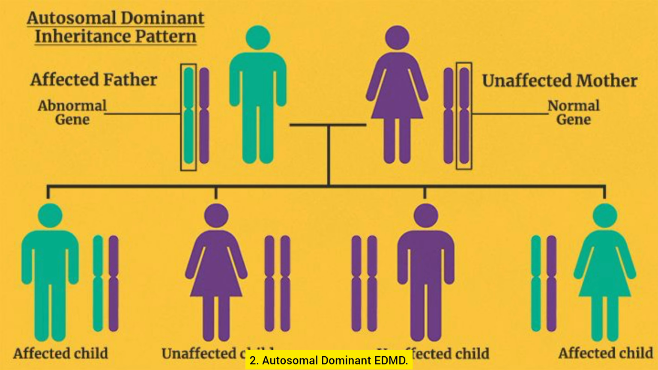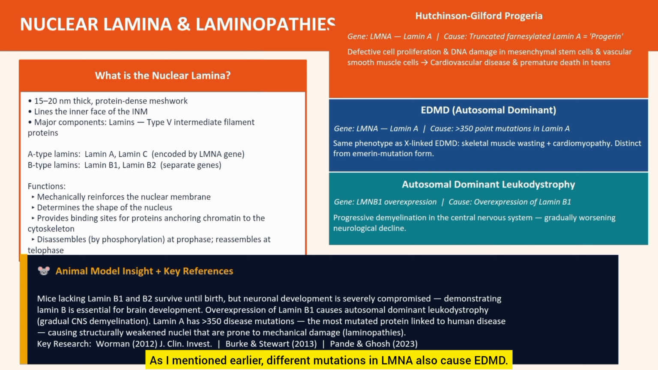Second, autosomal dominant EDMD. As I mentioned earlier, different mutations in LMNA also cause EDMD. Same disease picture, contractures, muscle wasting, cardiomyopathy, but this time it's autosomal dominant, and the culprit is lamin A, not emerin. This is important to distinguish in exams.